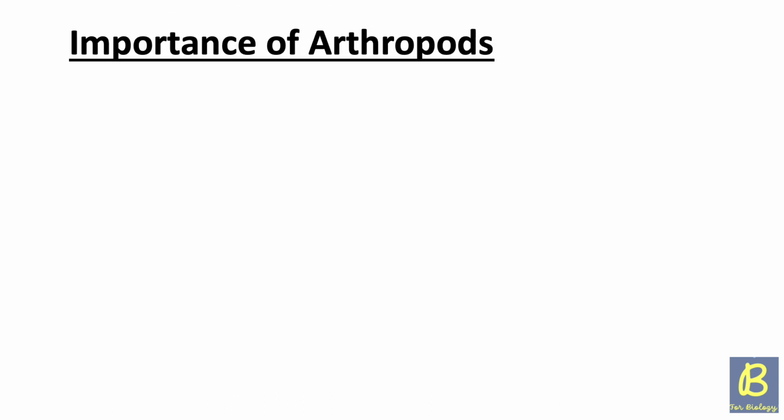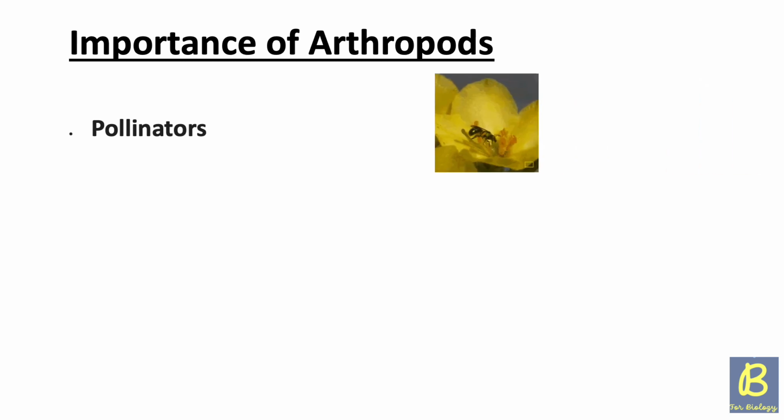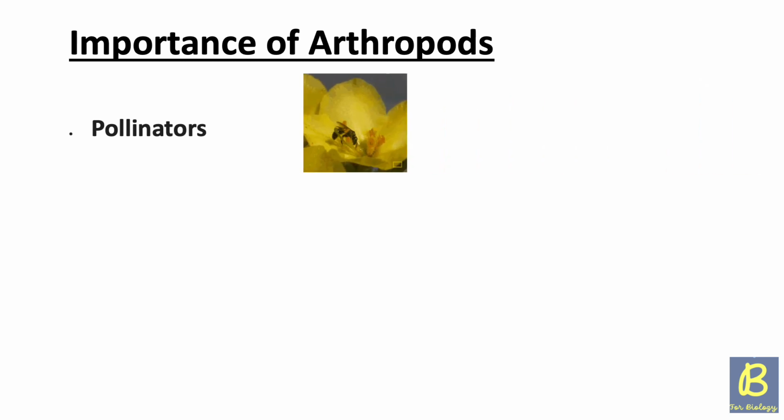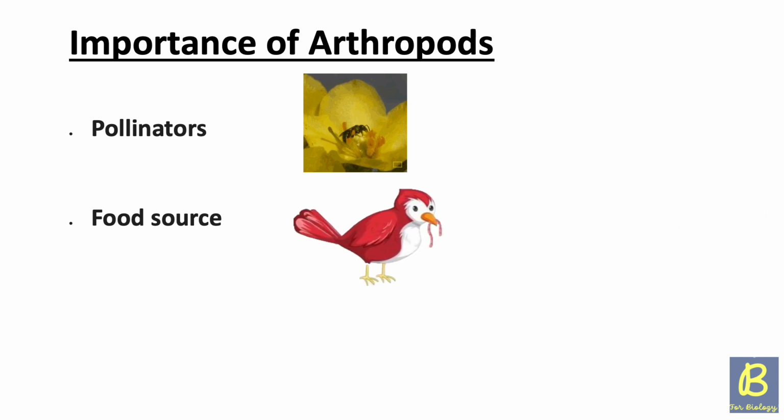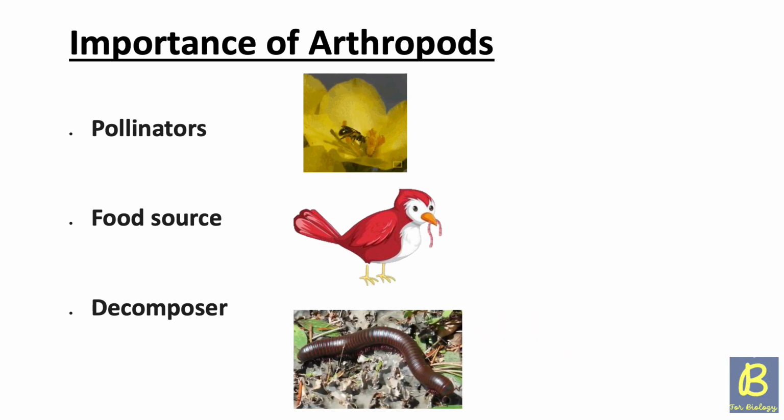Importance of arthropods. Some arthropods, such as bees and butterflies, are important pollinators helping plants to reproduce. They are also a food source for many other animals, including birds, fish, and mammals. Arthropods play an important role in the environment. They are essential decomposers, helping to break down dead plants and animals and recycle nutrients.